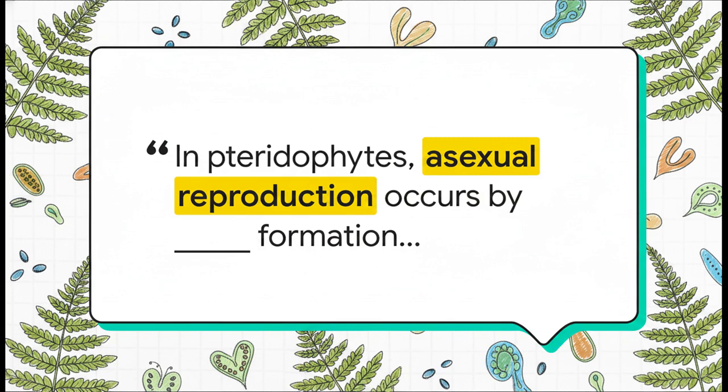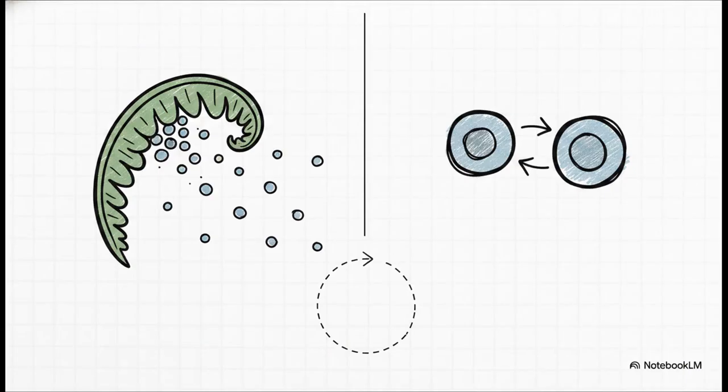Let's check that word bank one more time. The really crucial takeaway here is that they actually utilize both methods. They rely on spore formation for asexual reproduction and zygote formation for sexual reproduction. This dual strategy is a huge defining characteristic of the pteridophyte life cycle.